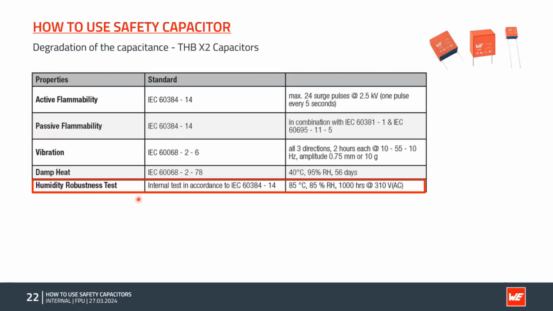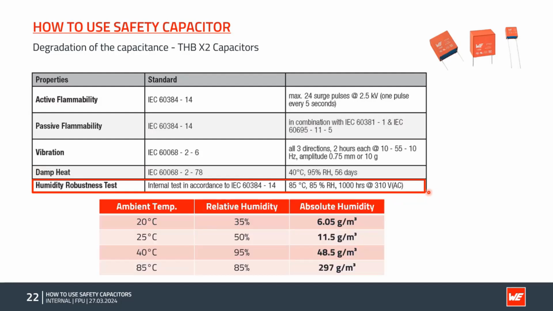Just to show how it looks in the data sheet. This is this humidity robustness test, and we also do the testing here. And for me, really interesting was when I looked up what it really means for the humidity. How much water is inside such a chamber then?